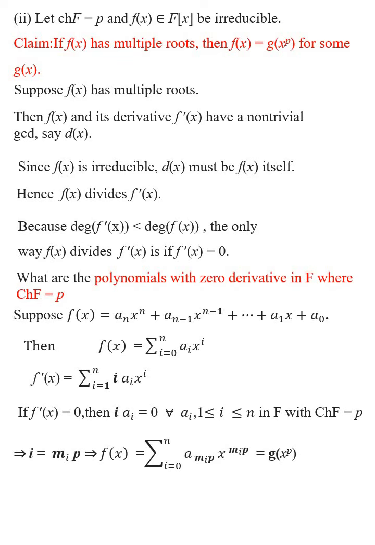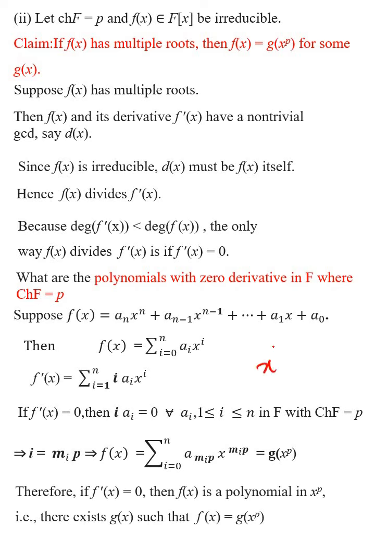So when you consider this, you can write x^(m_i p) as (x^p)^(m_i). So you will have the whole lot to be a polynomial expression in x^p. So you have f(x) to be g(x^p). Thank you.